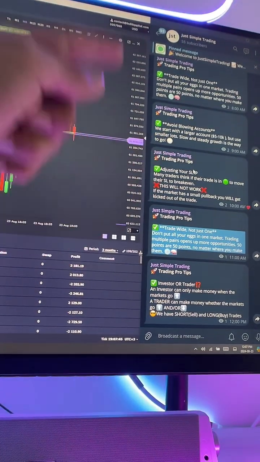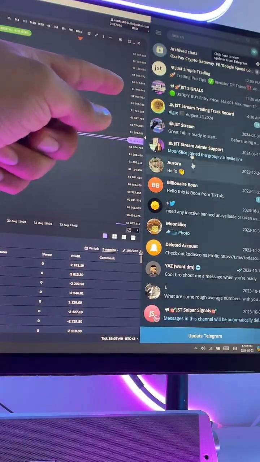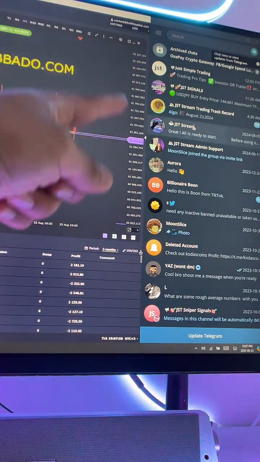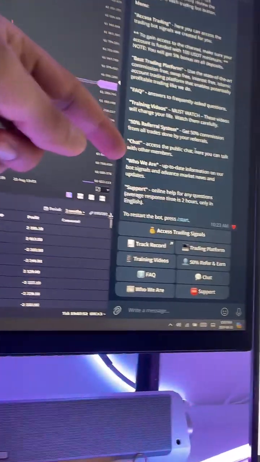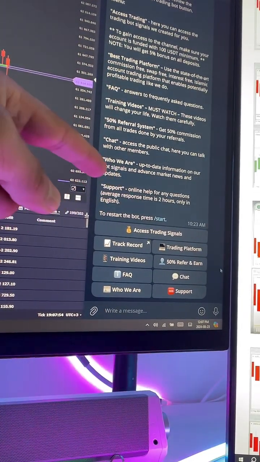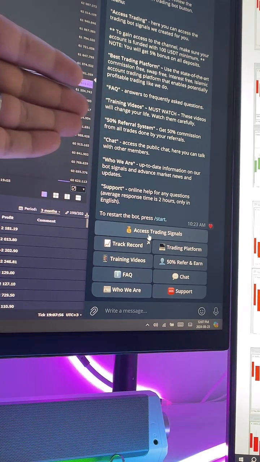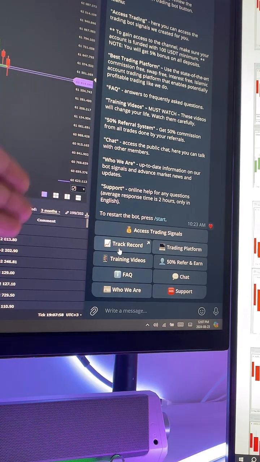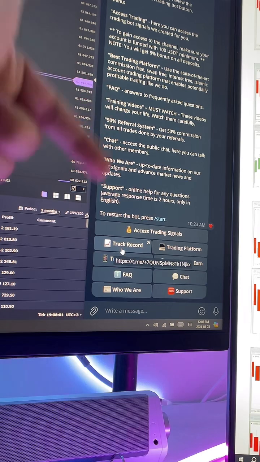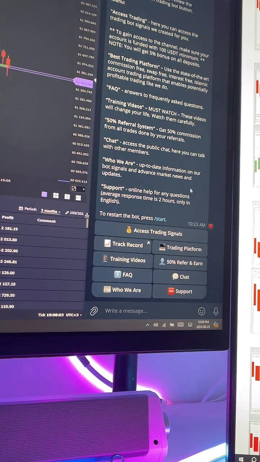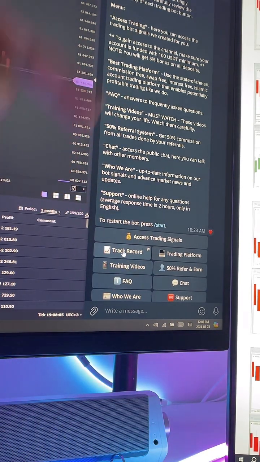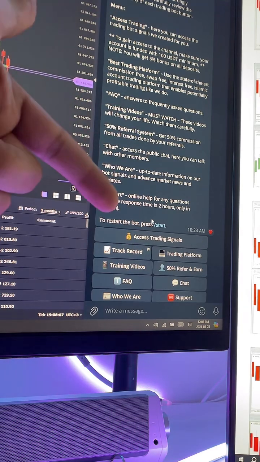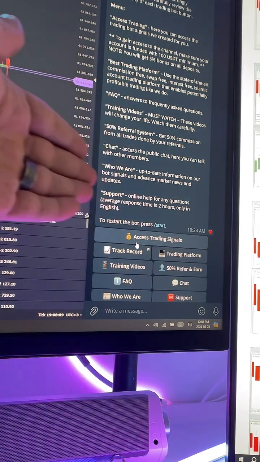So when you join the Telegram channel, or you just go to our website and then go to our JST stream bot, you can see right here, you can access the trading signals. It's very easy steps to follow. On the trading platform, you can actually see our track record. You can see all of the trades that we take, whether they're profitable or losing trades, because you guys know we don't hide anything.